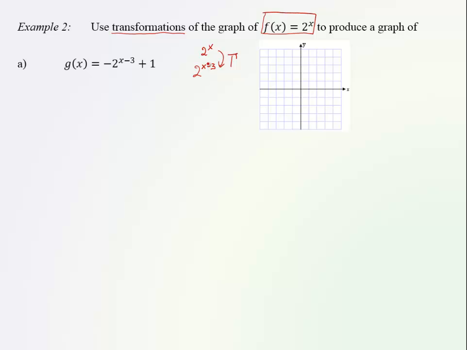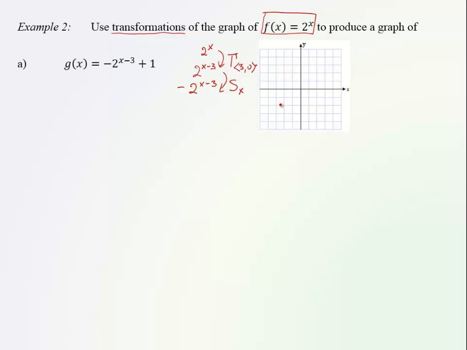Remember the opposite sign that you see by the x? So 3 steps to the right means the vector 3, 0. Then, to get closer to our function g, we want negative 2 to the x minus 3. To obtain the negative in front, we use symmetry in the x-axis.